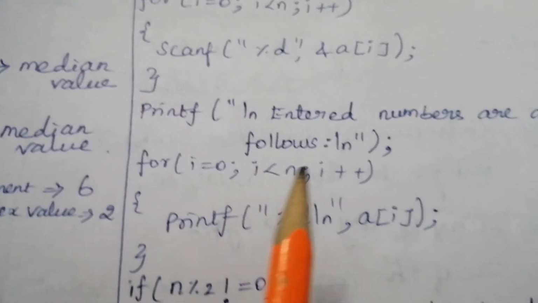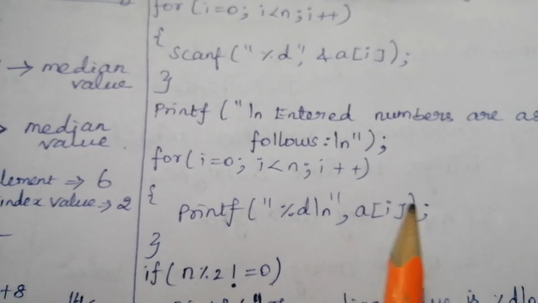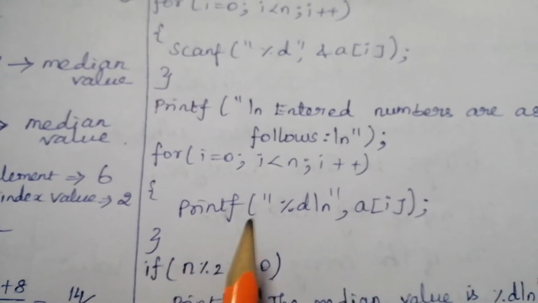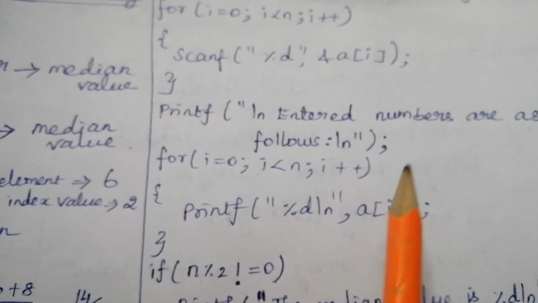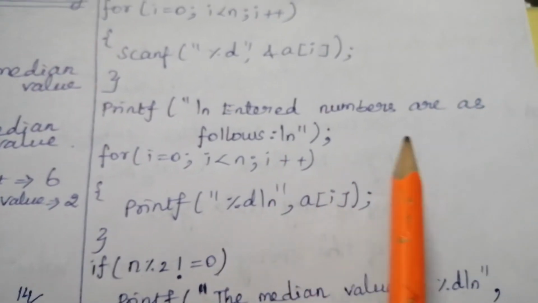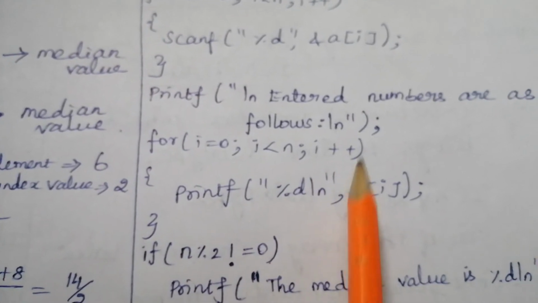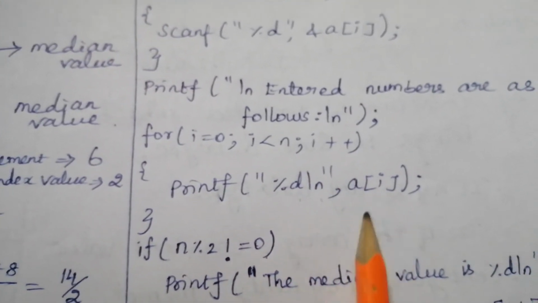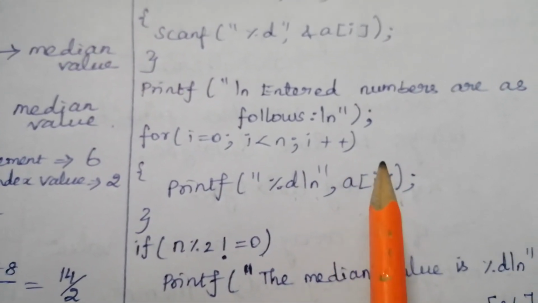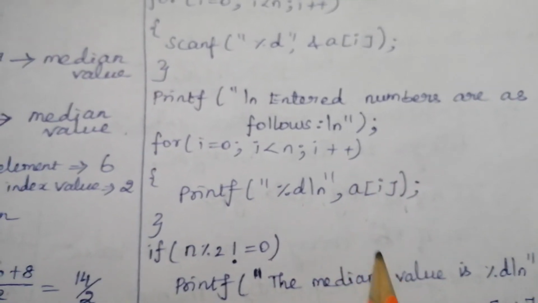After that I am displaying those values one by one with the help of a printf statement. I am displaying the entered numbers: entered numbers are as follows. For i equal to 0, i less than n, i plus plus, %d, new line character, a of i. So I am displaying the entered numbers one by one.